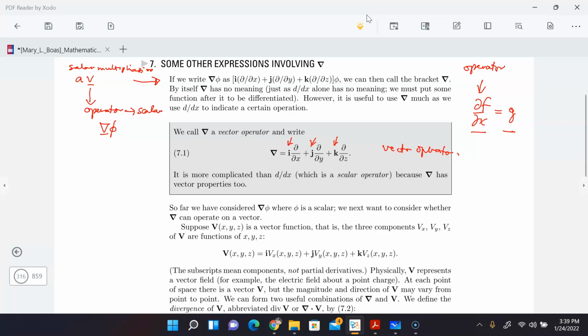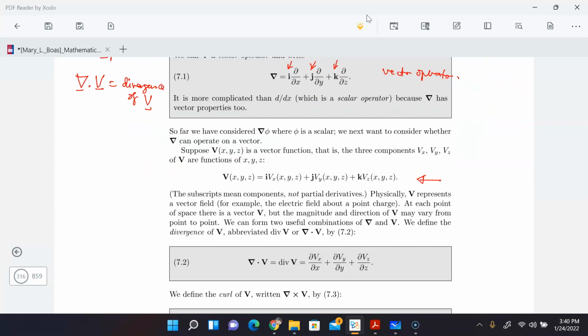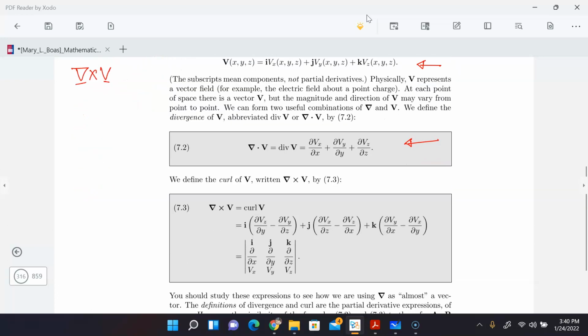But you could also have something like gradient dotted with a vector function, which is given here, for example. This defines what we call the divergence of V. And then you could also have the curl of V, which is taking the gradient cross product of V, which is shown below here.